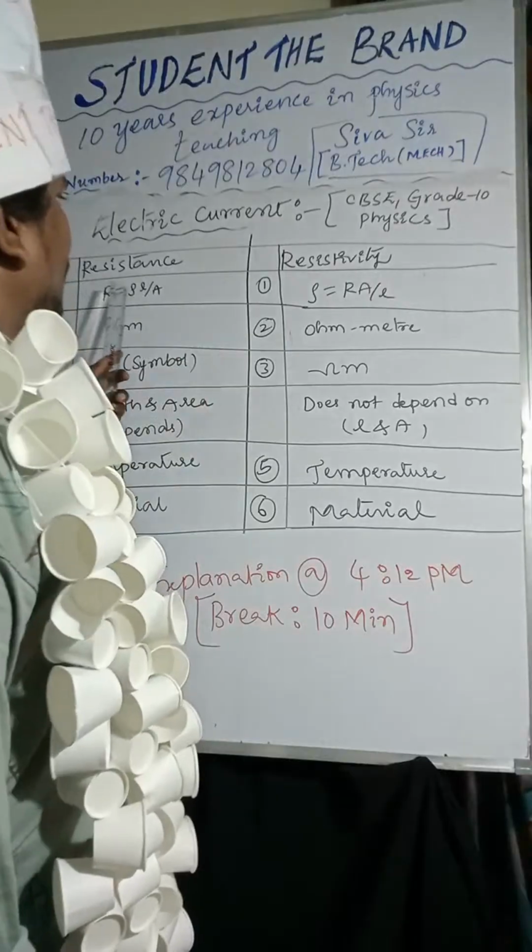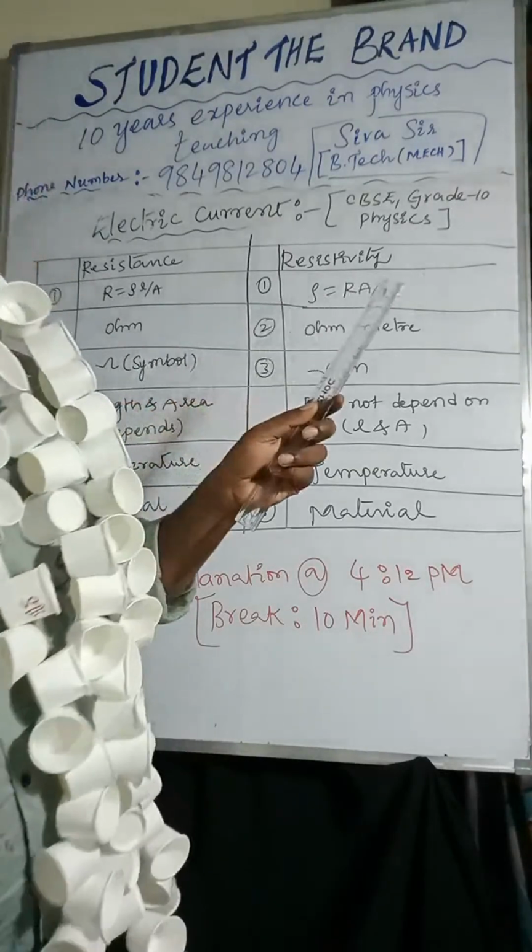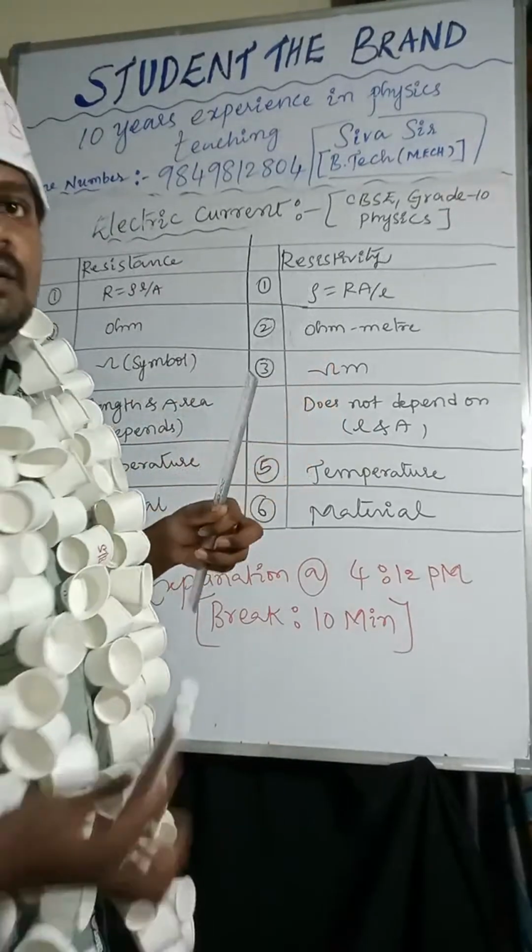So R equals rho into L by A. SI unit of resistance is ohm. This is the SI unit, so here we have to write the SI unit.